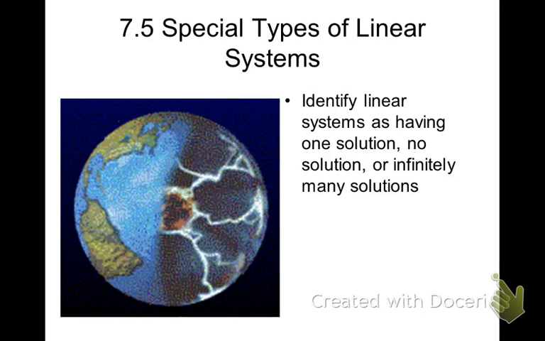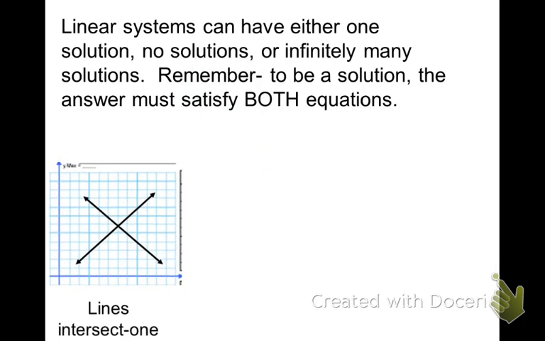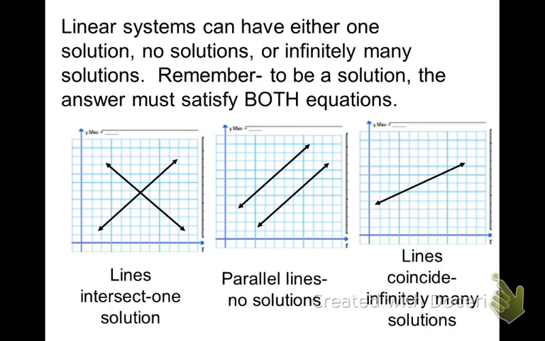All right, so section 7.5 is about solving systems and the different possible outcomes for solving a system. Systems of equations are either going to have one solution, no solution, or infinitely many solutions. So they're either going to intersect for one, they're going to be parallel for no solutions, or the lines will be right on top of each other, and there'll be an infinite number of solutions.